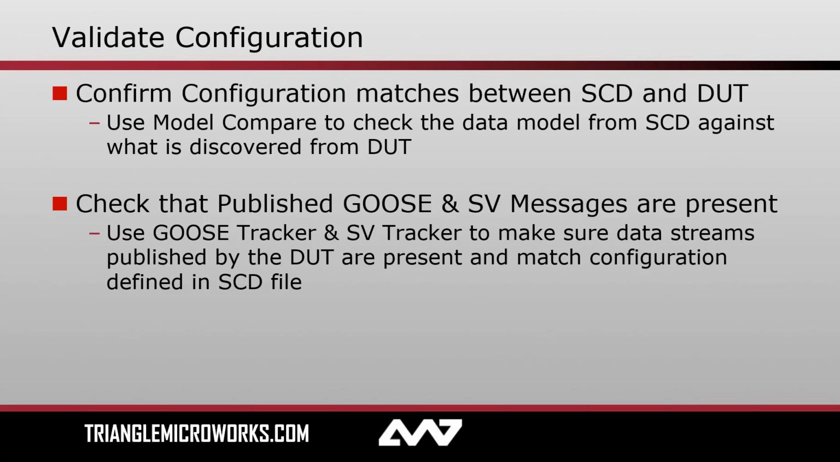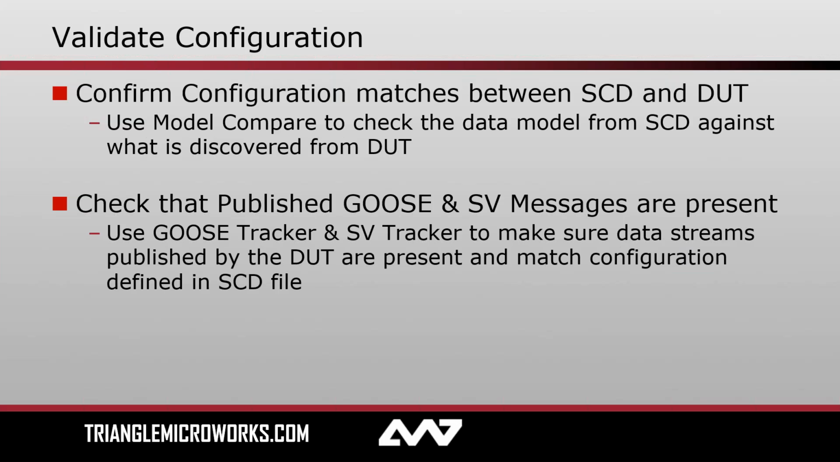Next part of validating configuration would be making sure that that device is in fact publishing what it's supposed to publish. So that could be GOOSE, that could be sample values. Maybe it could also be validating the reports as well that will ultimately be used by a SCADA or pass through a gateway to some remote SCADA system. This is where the GOOSE tracker or the sample value tracker would come in handy for validating that the expected GOOSE messages and sample value messages are on the wire.